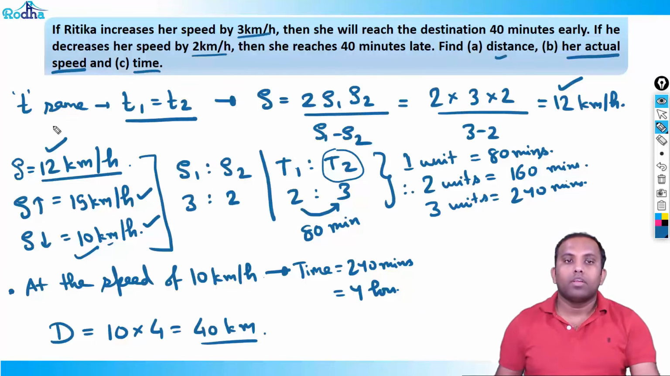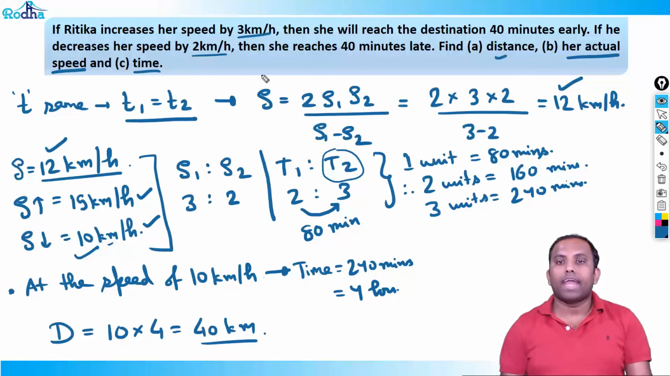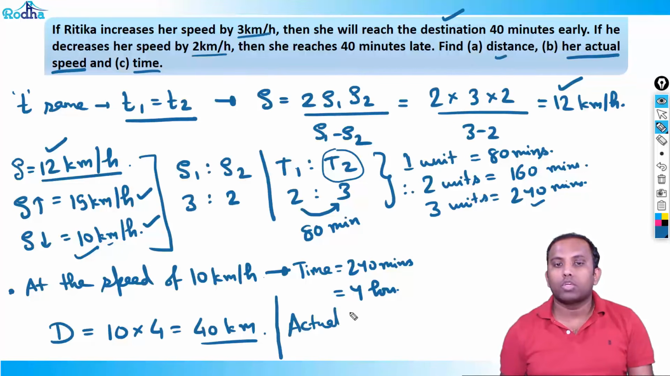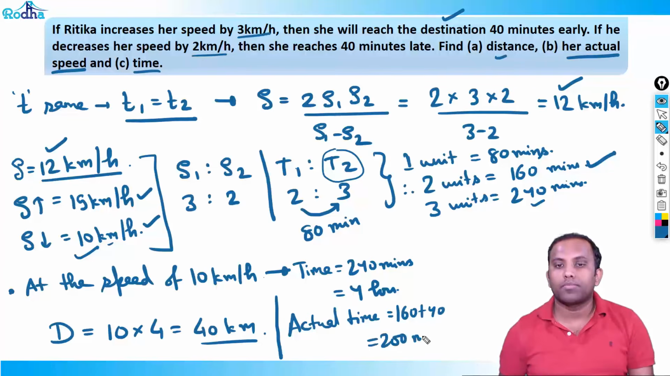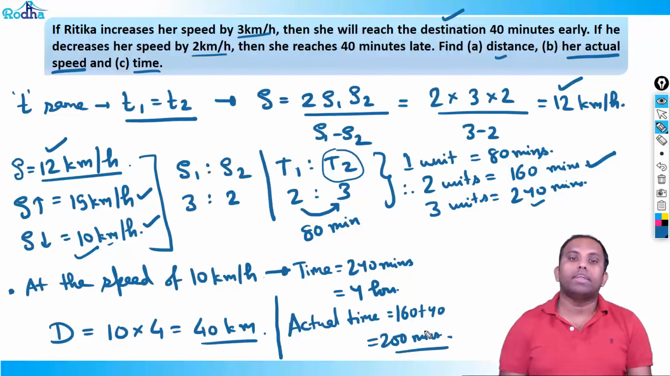Okay, so in the first case, time taken is 160 minutes. In the second case, time taken is 240 minutes. So I can also get the actual time. What is the actual time? In the first case, she is reaching in 160 minutes, and she is reaching 40 minutes early. So actual time will be 160 plus 40, that is 200 minutes. So we got all this data here, right?